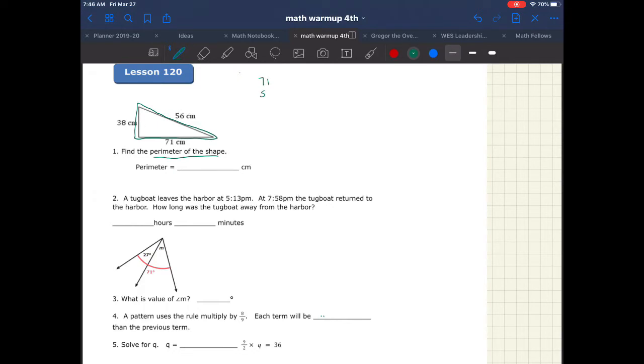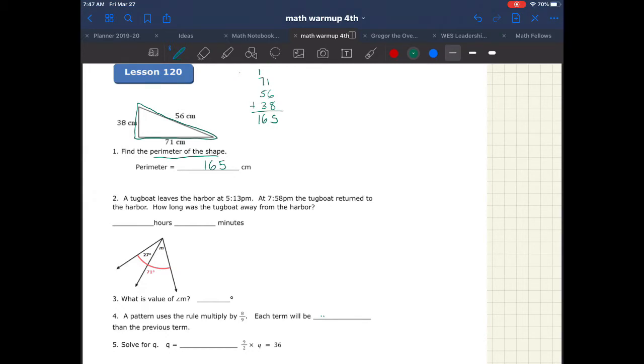71, 56 and 38 are our three sides. And let's see, I think 8 plus 6 plus 1 is 15. And 7, 8, let's see, no, 7 and 3 is 10. And 5 and 1 is 6, so that'd be 16, 165 centimeters.